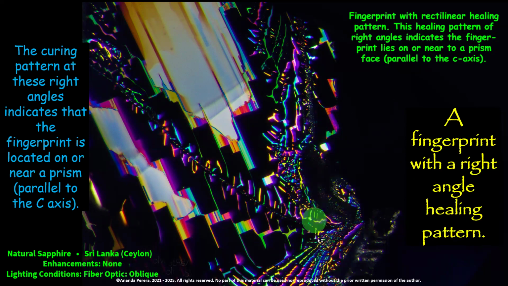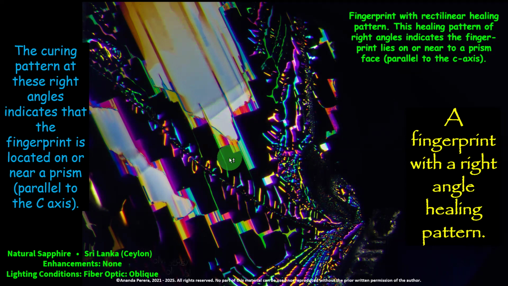when the stone is forming. See the fingerprint here. All of this together is a fingerprint. The healing pattern when it is cooling inside the lava. These right angles indicate all are 90 degree angles. All the shapes are right angles. It indicates that the fingerprint is located on or near a prism parallel to the C-axis. It is parallel to the C-axis.